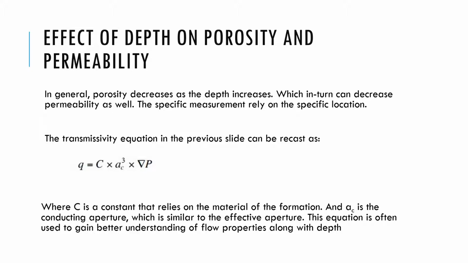The transmissivity equation in the previous slide can be recast as Q equals C times AC cubed times the pressure gradient, where C is a constant that relies on the material of the formation, and AC is the conducting aperture, or in other words, the effective aperture. This equation is often used to gain better understanding of flow properties along with depth.